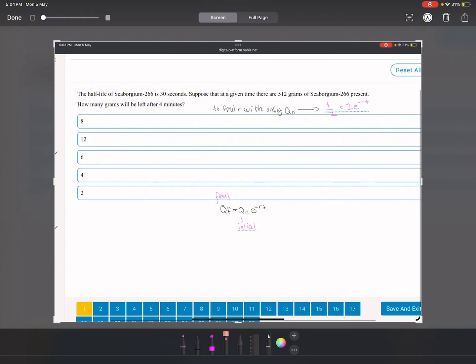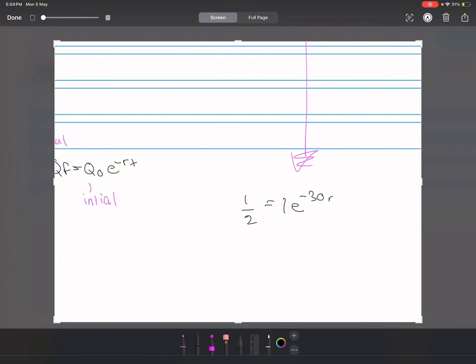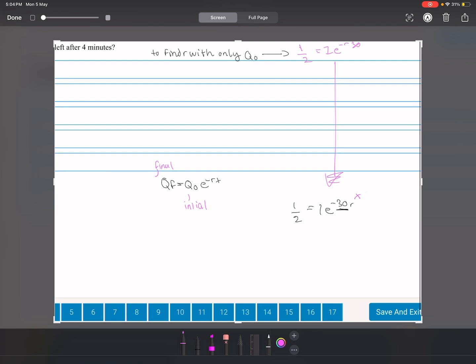The time we're going to be using first is 30 seconds. This is important to remember, seconds. So this is going to be 1 over 2 equals 1 e to the power of minus 30r. Now we need to take down the power in order to solve for r, right? How do we do this? We multiply by ln. This is just a rule.